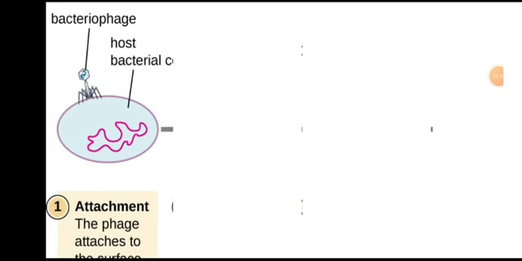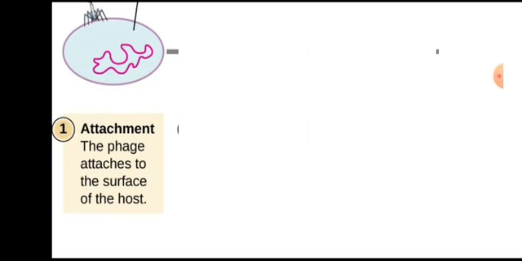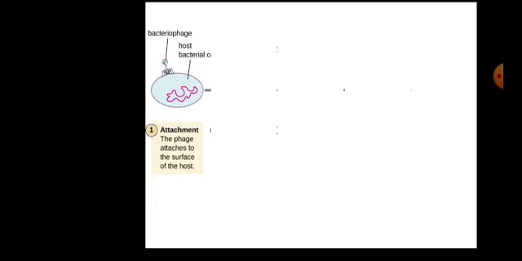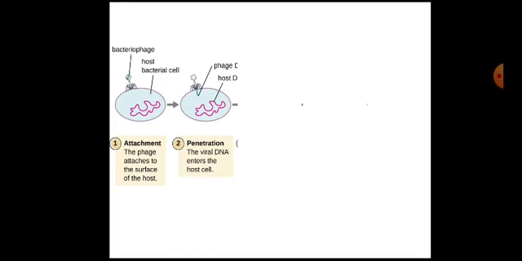So in this picture you can see the life cycle of T even phage. The bacteriophage is attached to the cell wall of bacterium. So here in this case the host cell is a bacterial cell. So the first step is attachment. The phage attaches to the surface of the host cell. Second step.